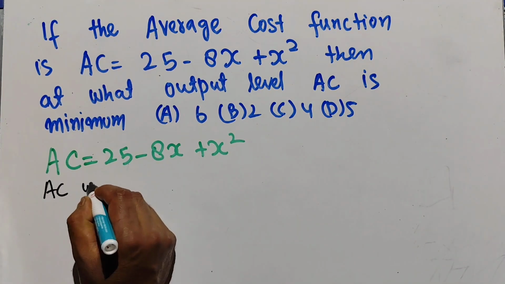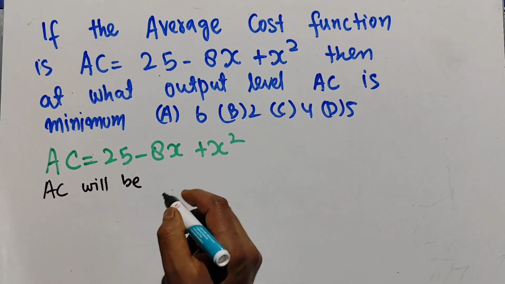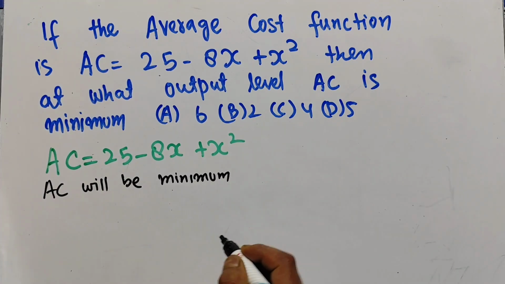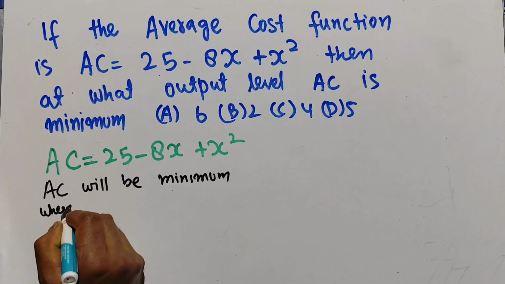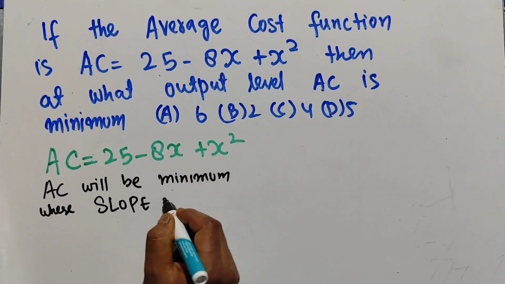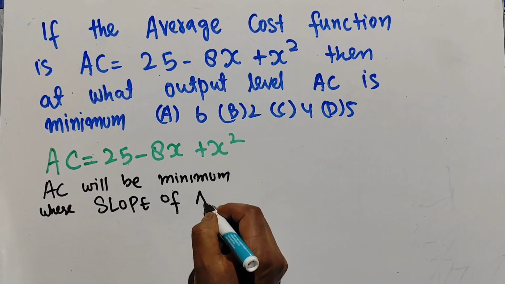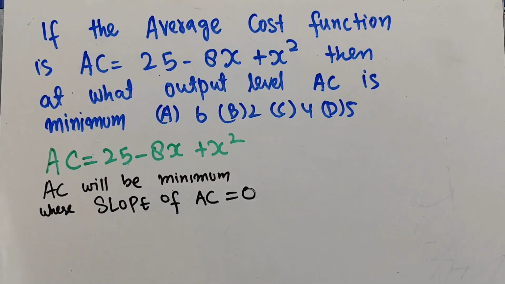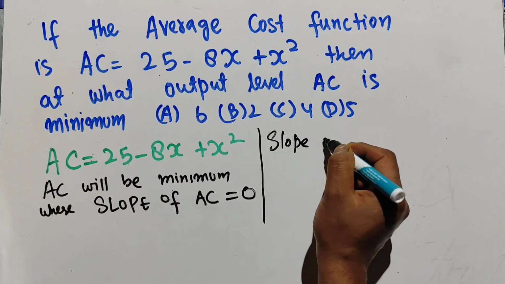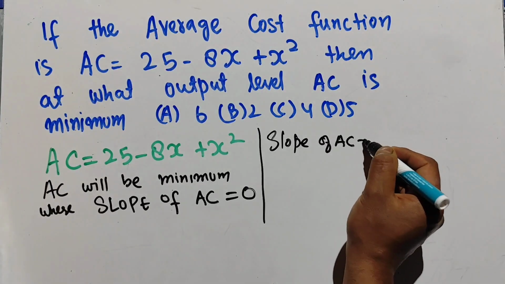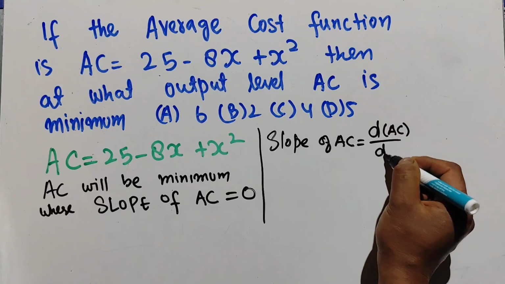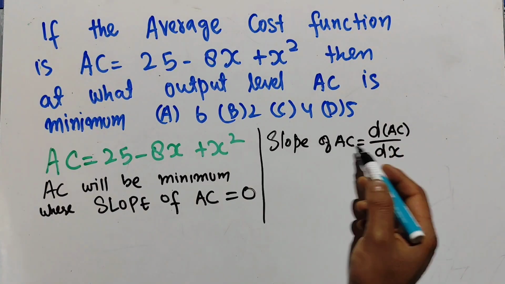Now average cost will be minimum where slope of AC is equal to 0. Okay, what is slope of AC? Slope of average cost is simply the derivative of average cost function with respect to output. We set this equal to 0.